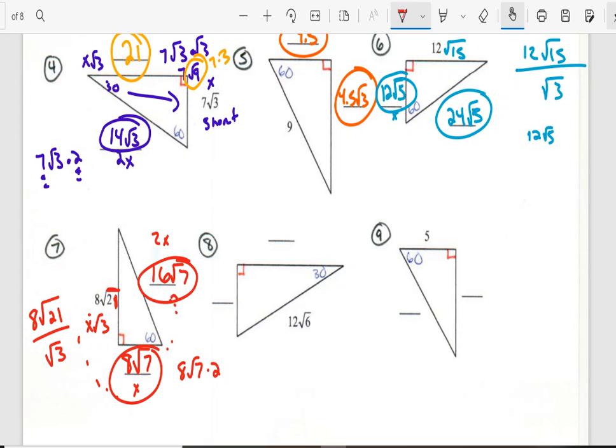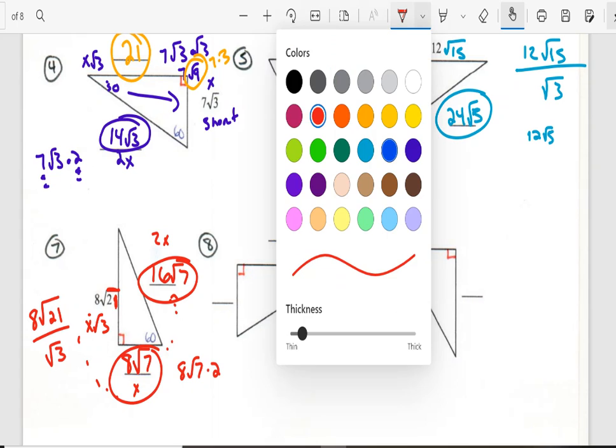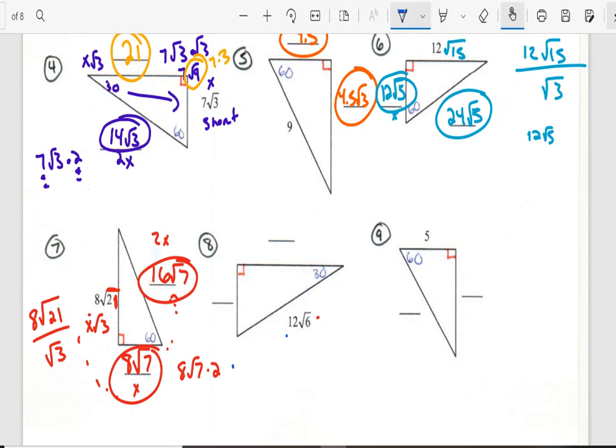And then for the next couple, for number 8, I'm going backwards from the hypotenuse. Feel free to again pause the video, try these last two on your own. You should try a little practice. Let's go backwards. I'm dividing by 2. This is going to be 6 root 6, which makes my long leg 6 root 18.